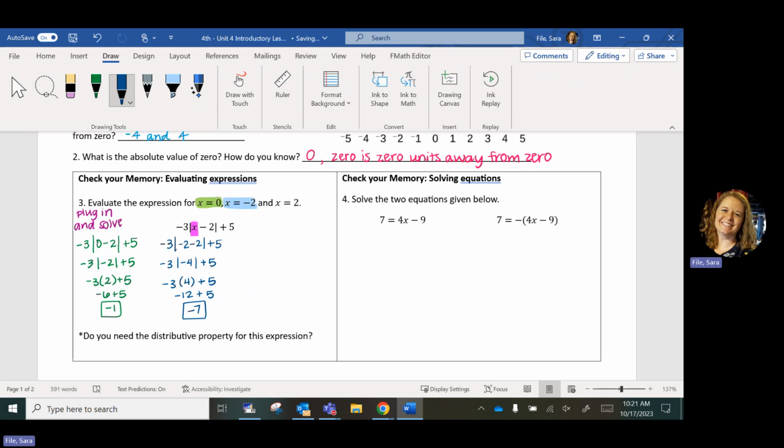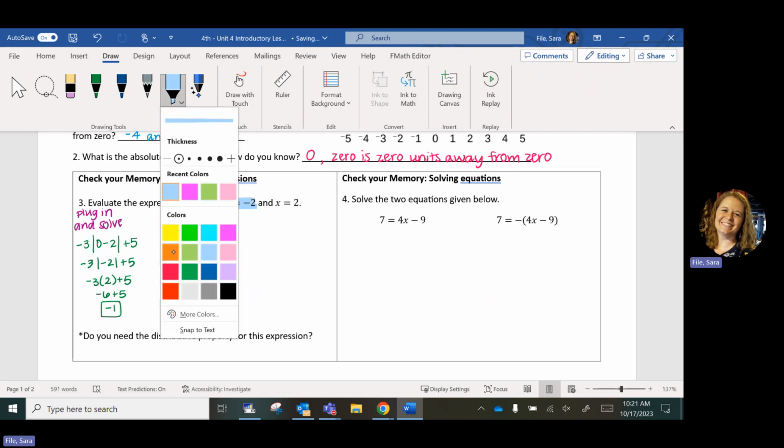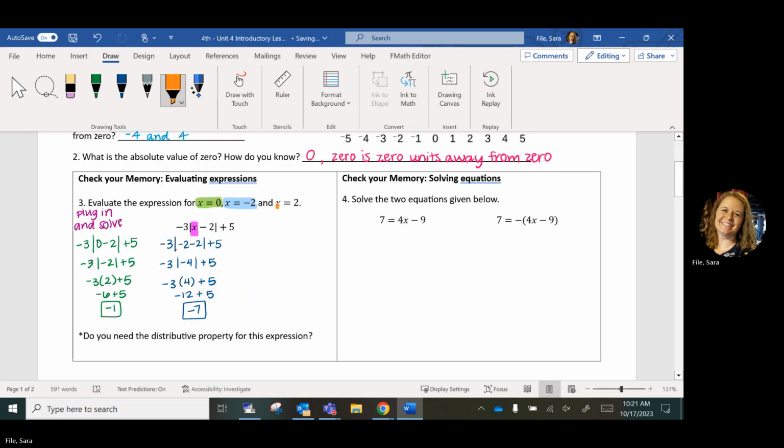Still with me? Okay. All right, let's do this last one. Say where x is 2. So we're going to have -3 times the absolute value of 2 minus 2, and then plus 5. What's 2 minus 2? 0. So we've got the absolute value of 0, which we just talked about is what? 0. So I'm going to replace absolute value of 0 with just a 0. And then 0 times anything is what? 0. And then I add 5, so I get 5.